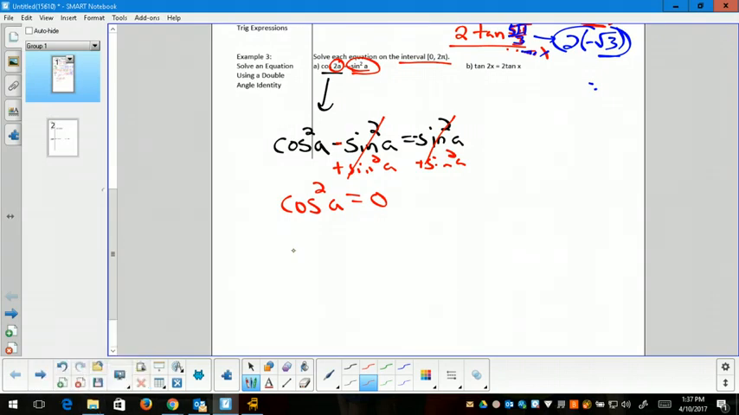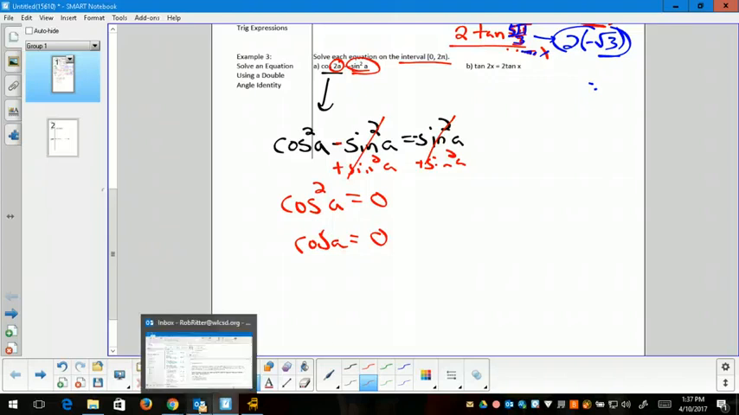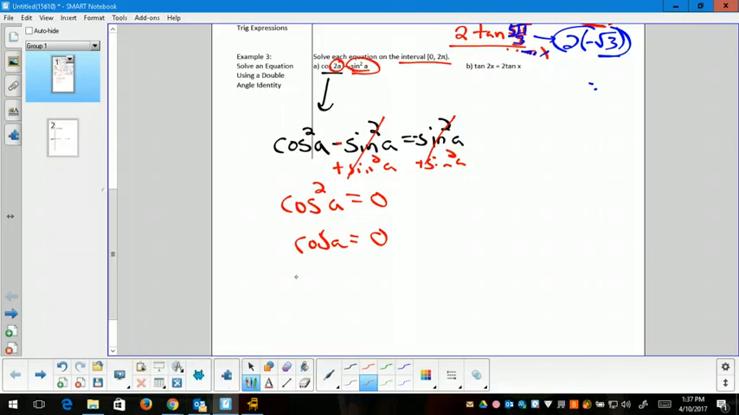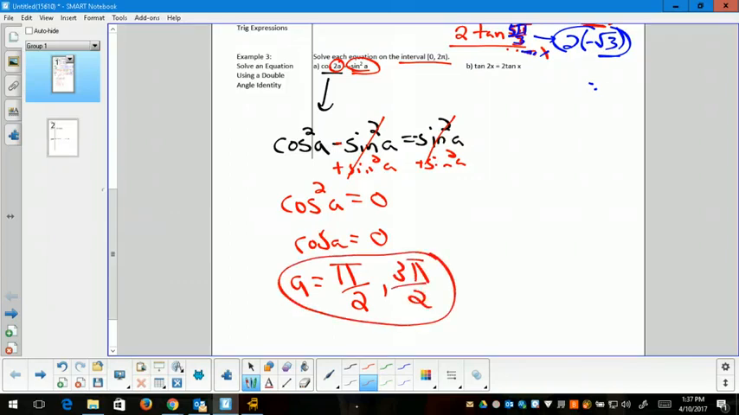So what I have here then is cosine squared. Well, if I take the square root, I've just got cosine of a equals plus or minus 0, which is 0. And when is cosine 0? At pi over 2 and 3 pi over 2. So there are my two answers for letter A. I'm not too worried about extraneous solutions because I didn't square the problem in order to solve it.